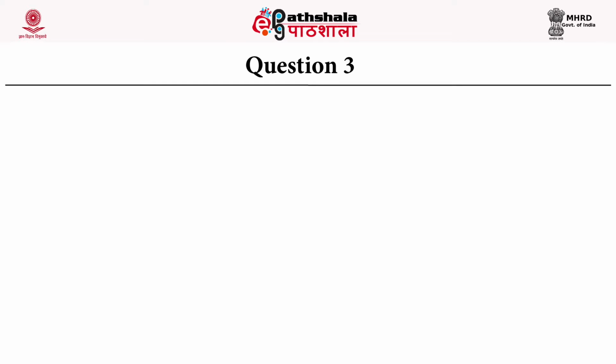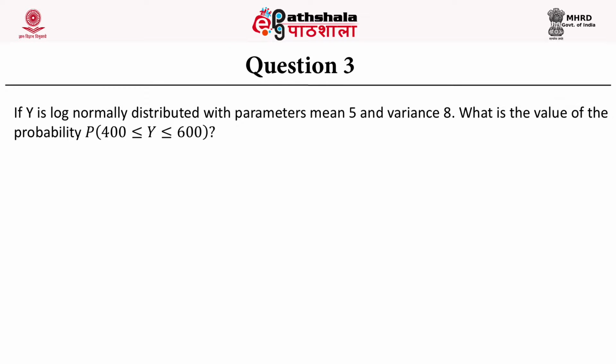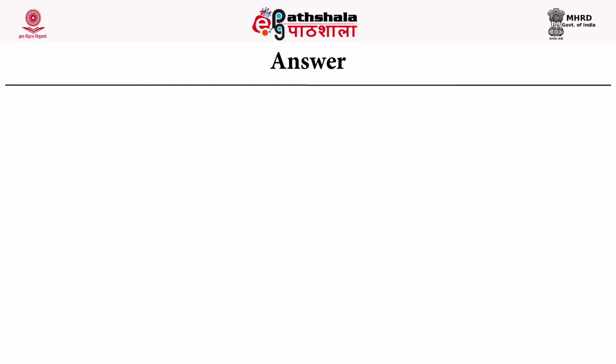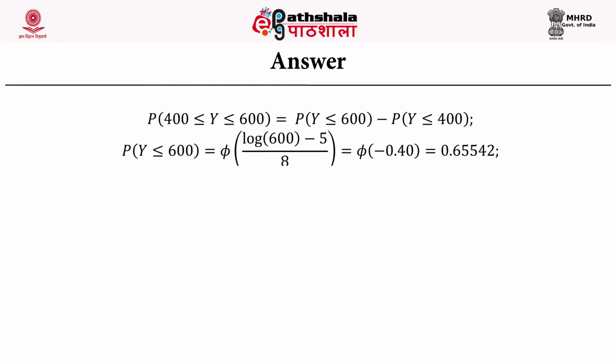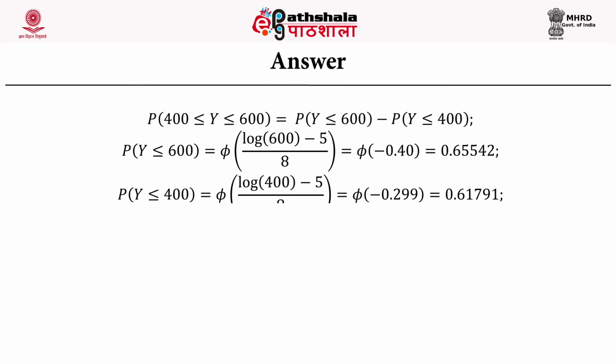So an example here is where we have Y for a log normal distribution, with parameter mean as 5 and variance sigma. What is the value of the probability that Y lies between 400 and 600? To find the probability that Y lies between 400 and 600, we use the CDF, that is, the probability that 400 is less than Y is less than 600, which is equal to probability of Y less than 600 minus probability of Y less than 400. So first solve the probability that Y is less than 600.